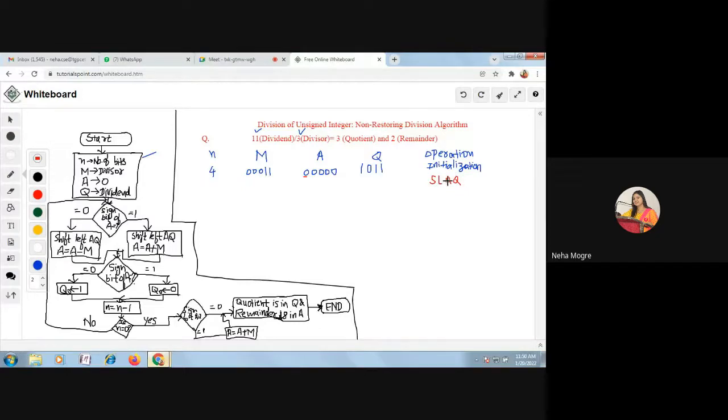So what will be my steps? Okay, left shift you have to perform. So this will be 0 0 0 0, and this one will be placed here. Again 0 1 1, and the value is not available with us, that is why it is a question mark. Is that okay? After performing shift left AQ, what are we going to do? A equals A minus M.